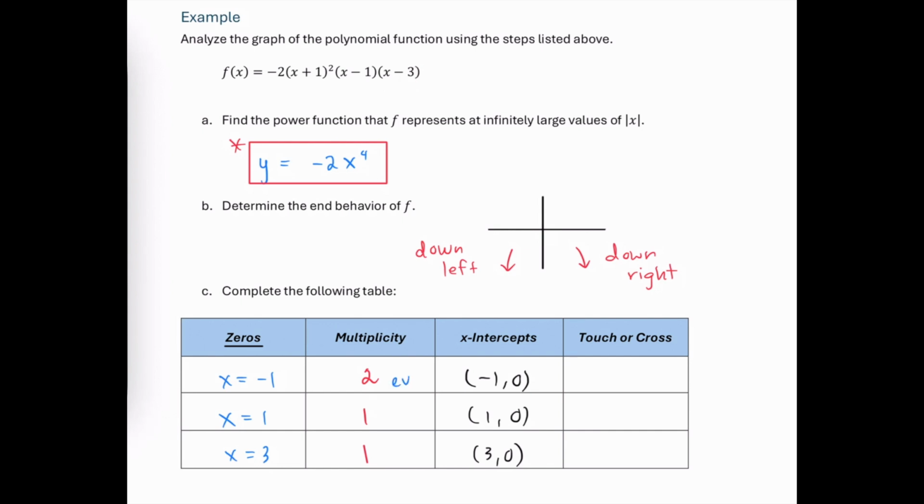Since the multiplicity of this 0 is even, the graph will touch the x-axis at this x-intercept. Since the multiplicity is an odd number here, the graph will cross the x-axis at this x-intercept, and the same goes for this last x-intercept. We will also be crossing.